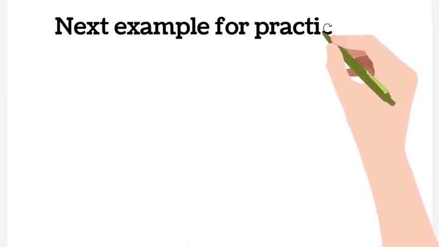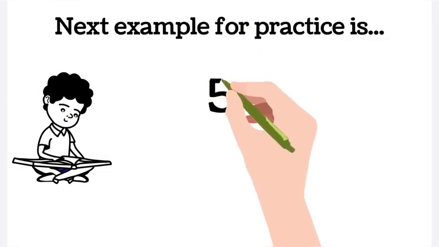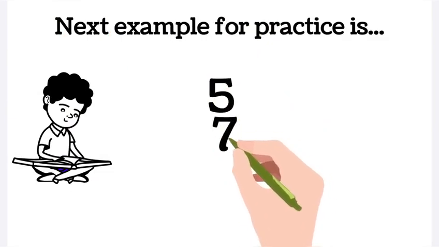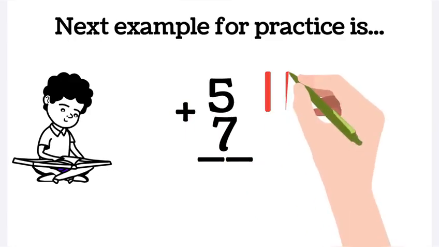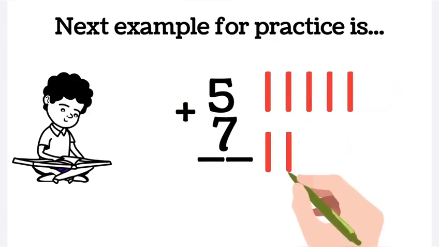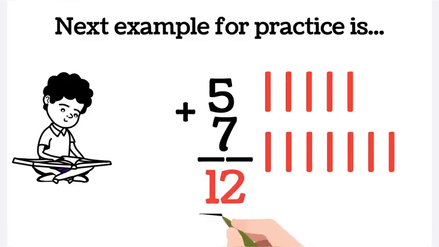Next example for practice is adding numbers 5 and 7. We'll use the same method. We draw 5 lines for 5 and 7 lines for 7. After drawing lines, count all these lines and get your answer, which is 12.